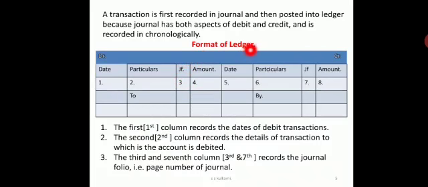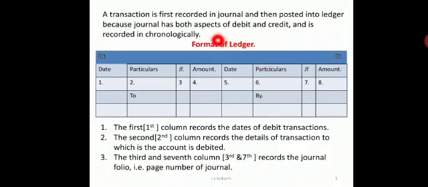Now we have the format of the ledger. The ledger is basically having 8 columns. So we are going to divide them into 2 equal parts. The first 4 columns will record only the debit amounts or the debit transactions, and the next 4, from 5 to 8, will record only the credit transactions. On top here I will write the name of the account I am going to prepare. When the amount is debited I will write on the debit side. When this account is credited I will write on the credit side.